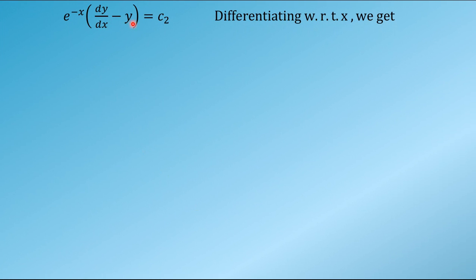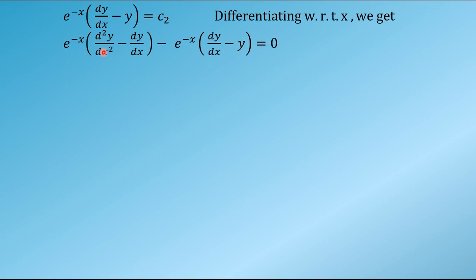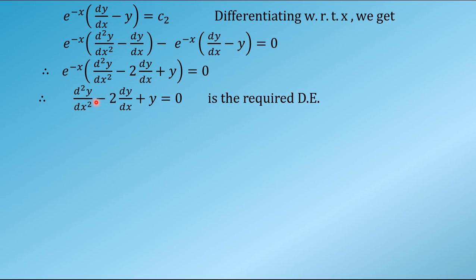Taking e raised to x minus common, again differentiating, so d2y by dx square minus dy by dx, and now e raised to minus x derivative is minus e raised to minus x dy by dx minus y, c2 derivative will be 0. Again collecting d2y by dx square, this minus 2 dy by dx, e raised to minus x shifted on this side, you will get the equation d2y by dx square minus 2 dy by dx plus y equal to 0 is the required differential equation.